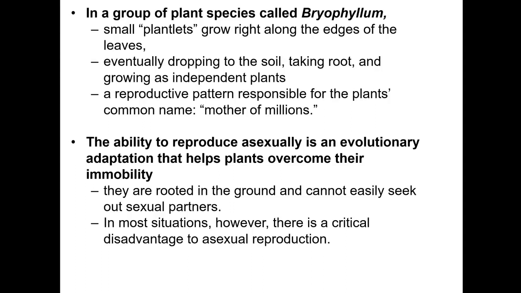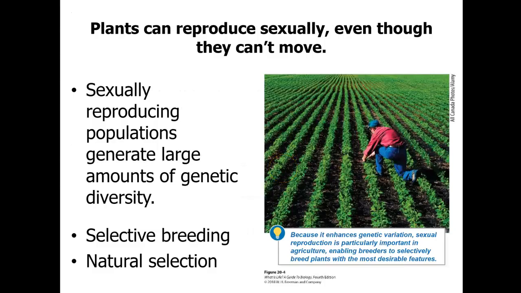So the ability to reproduce asexually is an evolutionary adaptation that's going to help plants overcome their immobility. So remember, they're staying there, they're in place, they're sessile, cannot move around. So they're going to be rooted to the ground and can't easily seek out their sexual partners. So in most situations, however, there is a critical disadvantage to this reproduction. Like we said, they're not going to have any genetic diversity, and if an environmental change comes around, they may not evolve and may go extinct.